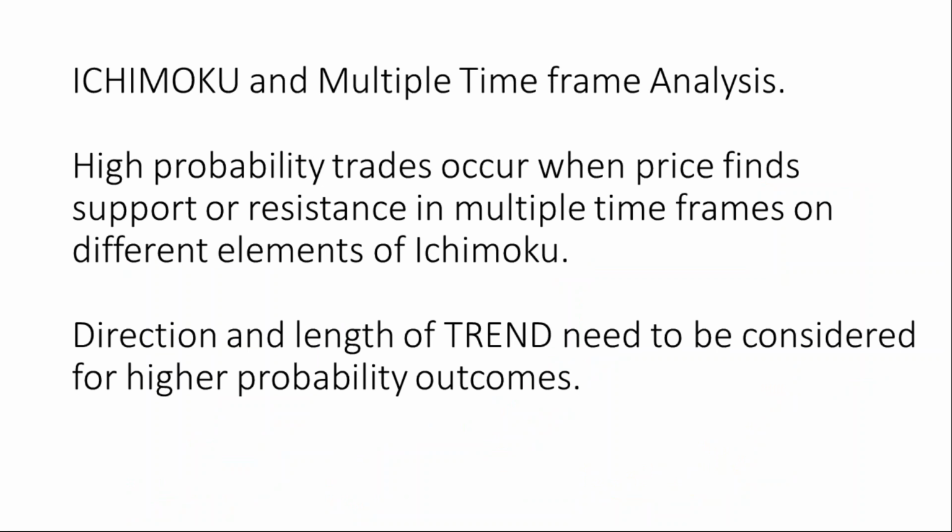Ichimoku and multiple time frame analysis. The high probability trades occur when price finds support or resistance in multiple time frames on different elements of Ichimoku. The direction and length of trend need to be considered for higher probability outcomes. This is what makes it work.